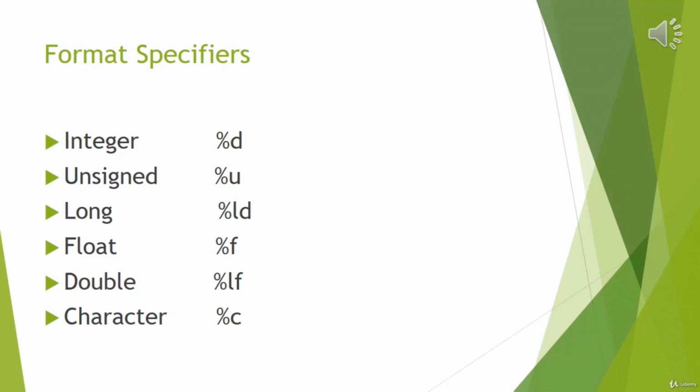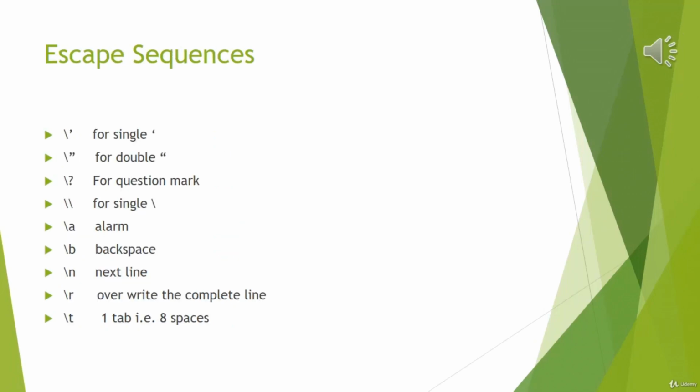The next is unsigned, which means if we want to declare only a positive integer, we will use unsigned, and %u is used. Long is basically for a long integer, if we want to take long integer type data, and %ld will be used for this. Float is for decimal points, as I have told you before, and %f is used for the float data type. Double is for double float, and similarly the next is character, and %c is used for character.